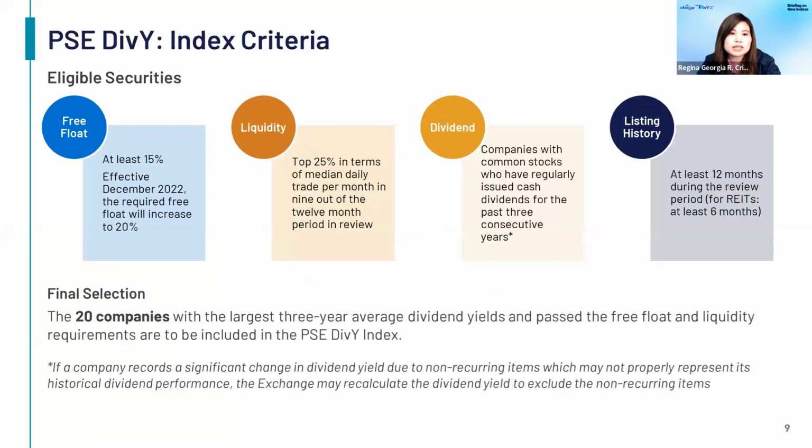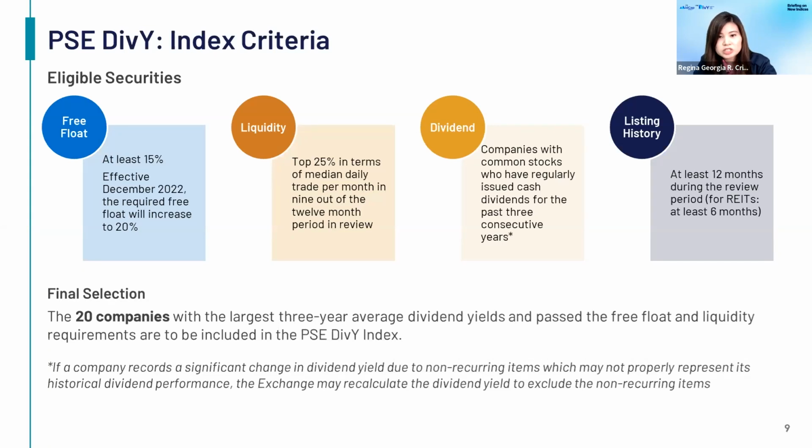How are companies selected to become members of the dividend yield index? We look at four main factors, the first two of which are the same as the PSEi, where free float or public ownership should be at least 15%, and liquidity should be among the top 25% in terms of median daily value.